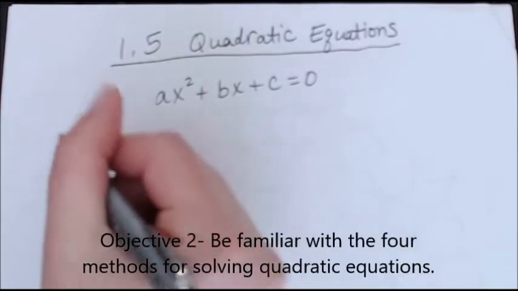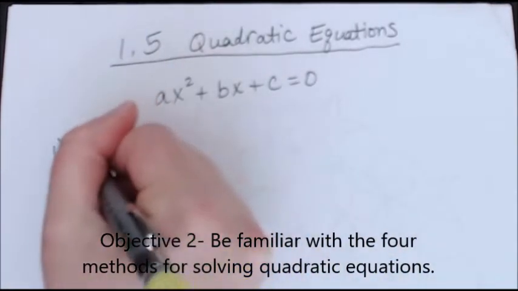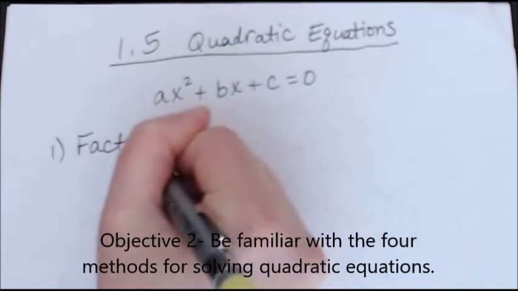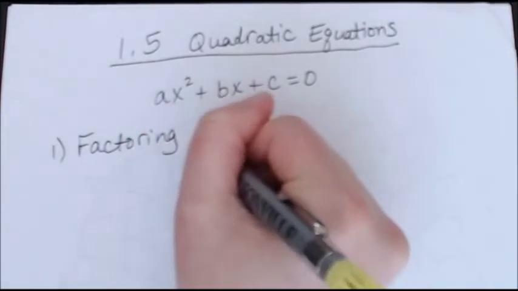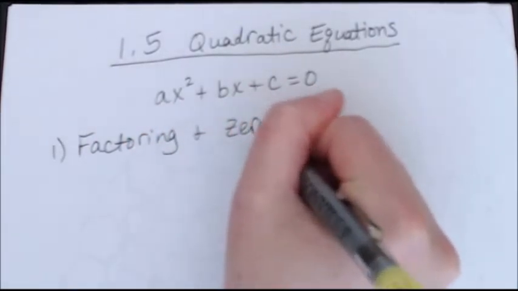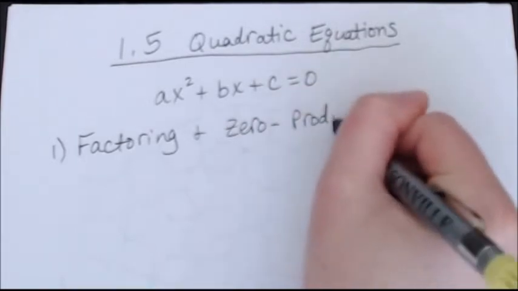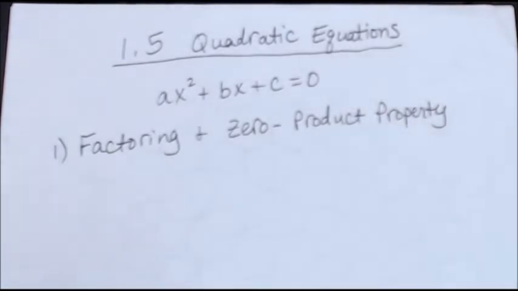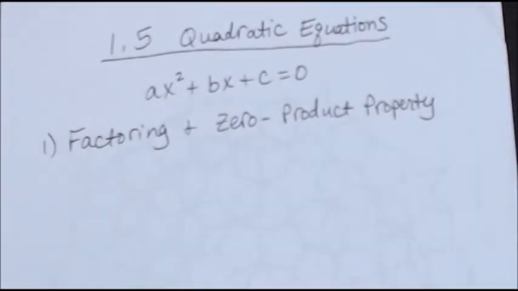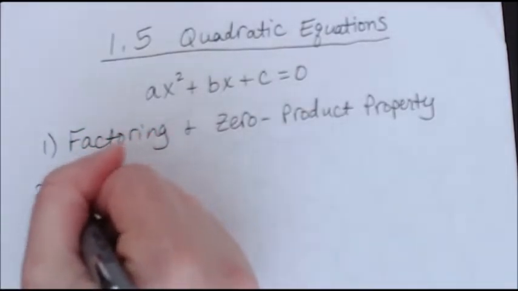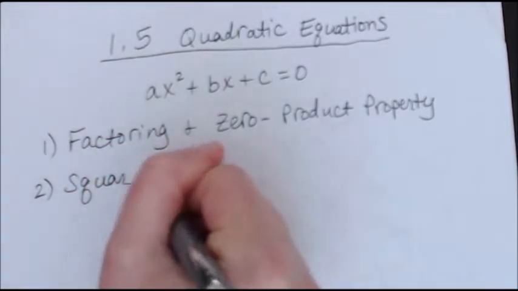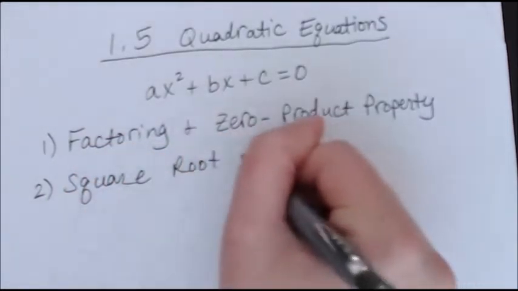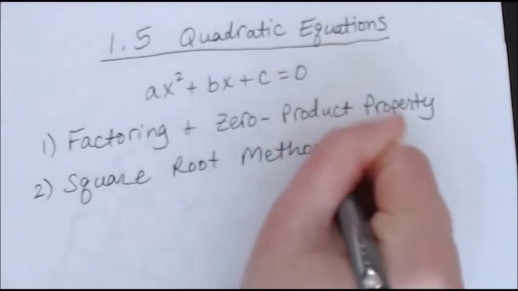There's four main methods we're going to look at for these. The first is factoring. So solve by factoring and using what's called the zero product property. And this is kind of a hierarchy of what I would try. I would try factoring first to see if that works. The second method is to use what's called the square root method. So if I see that it doesn't factor, I'm going to check to see if I can use the square root method, if it's a good option for the equation.